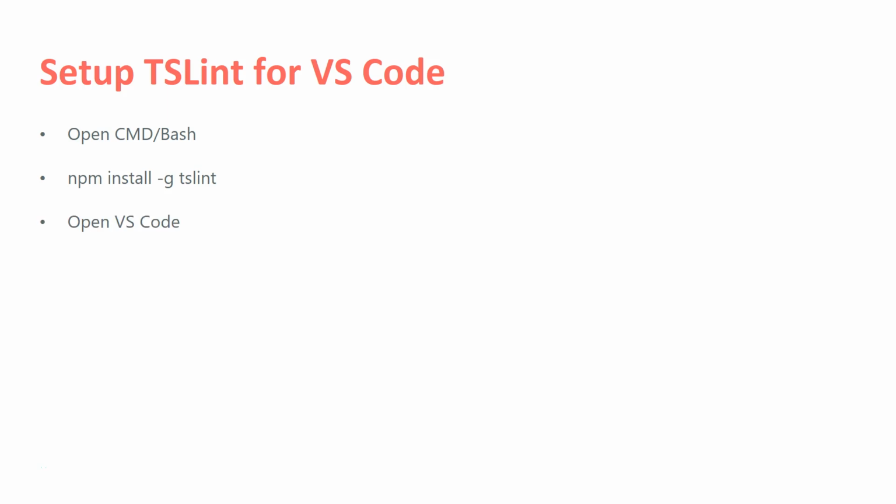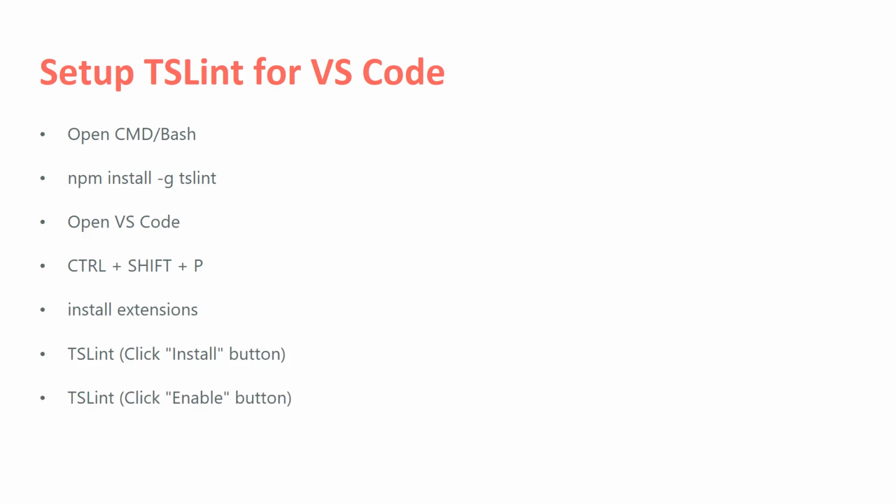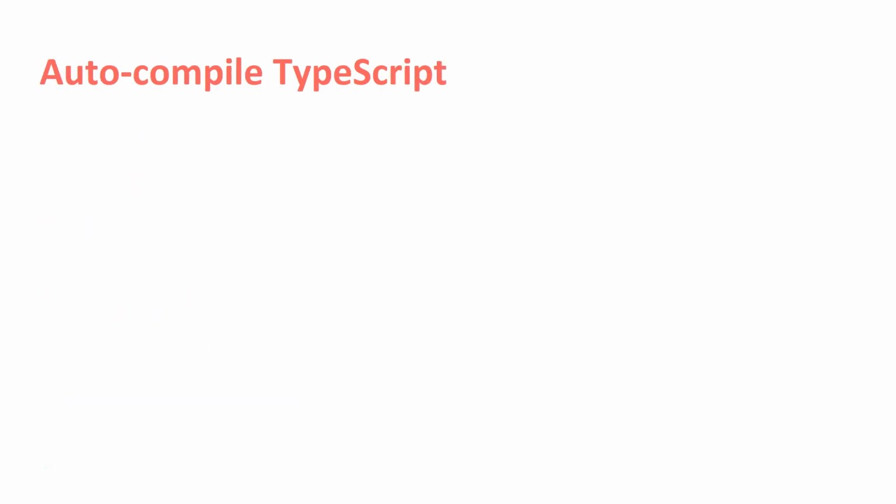Then I have to open Visual Studio Code and enter the key combination Ctrl+Shift+P. After that, I have to go to Install Extensions and find TSLint and click the Install button. After that, I need to find TSLint and click the Enable button, and to the end, I have to restart Visual Studio Code. So as you can see, the steps are quite easy to follow, and it's really easy to install new plugins to your VS Code.